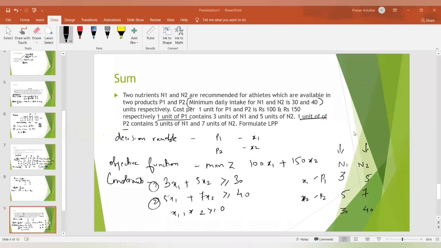The purpose is clear. Is the purpose clear behind this solving of the problem? LPP.